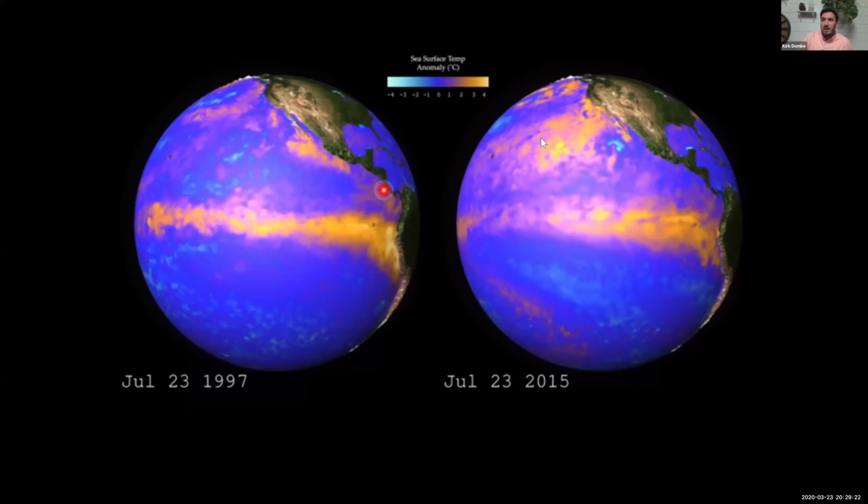And as we know, warm surface ocean water is the fuel for hurricanes, and there were hurricanes showing up in this part of the ocean more regularly during the 2015, 2016 years than there had been in the years prior and since.